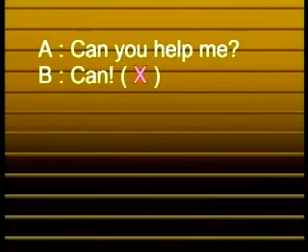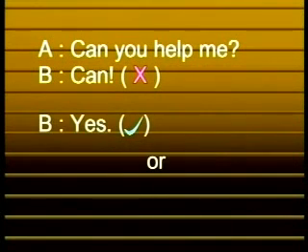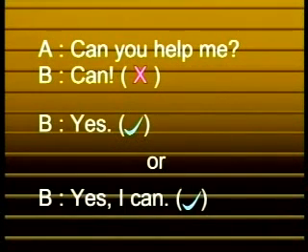Before we end, let's take a look at a common mistake in English. If someone asks, can you help me? Don't answer them, can. Say, yes, or yes, I can. In English, a yes-no question is answered with yes or no. If you answer can, that may be a direct translation from your mother tongue.